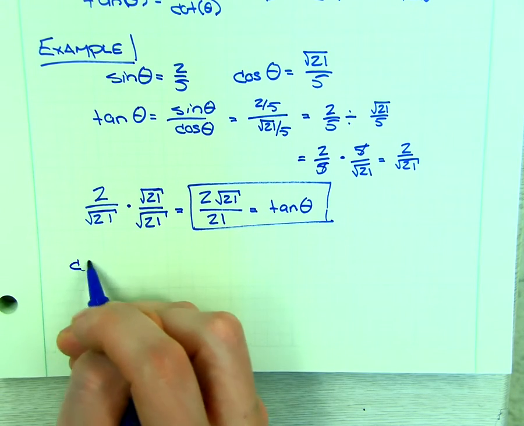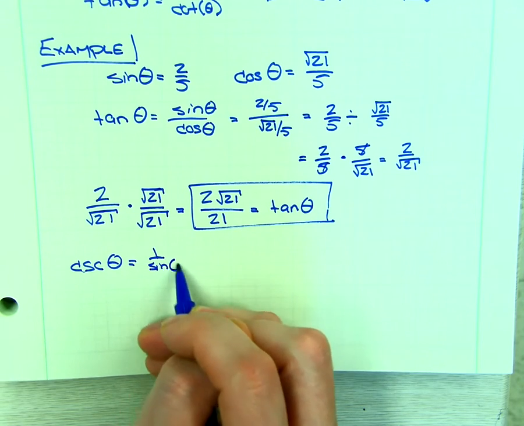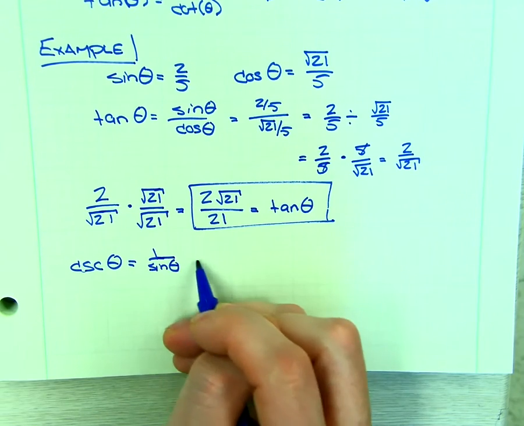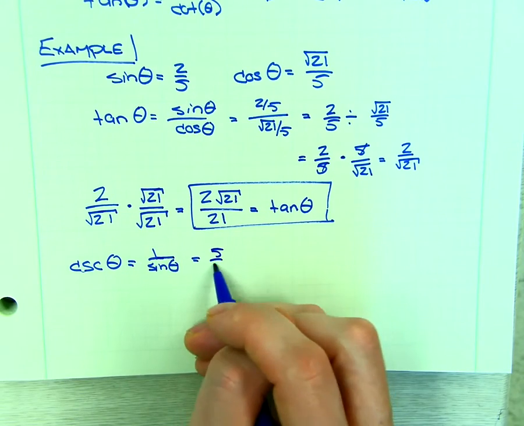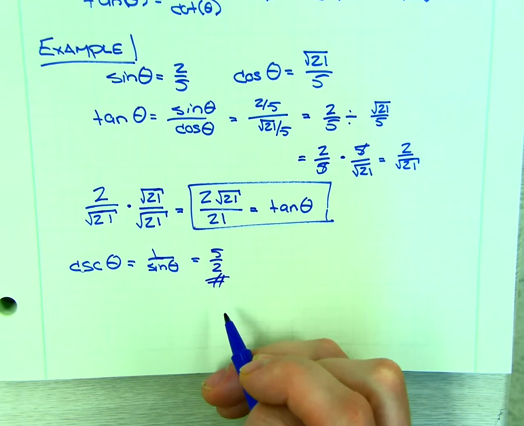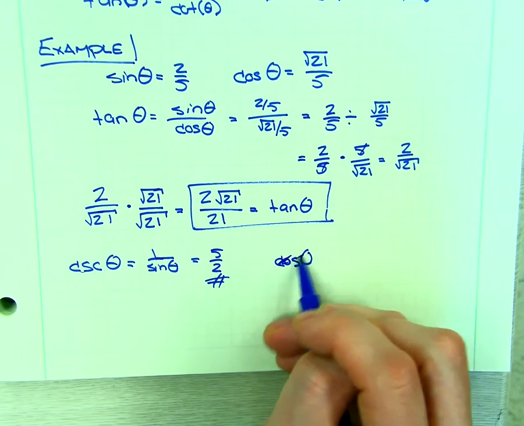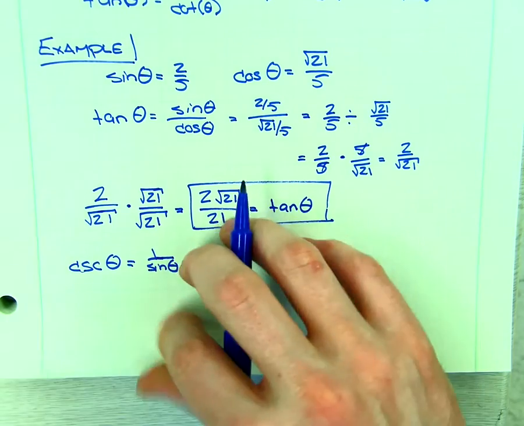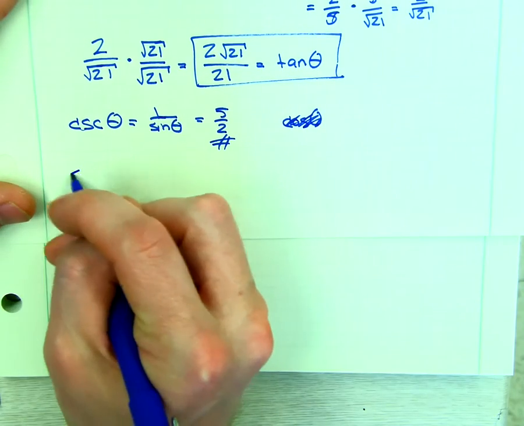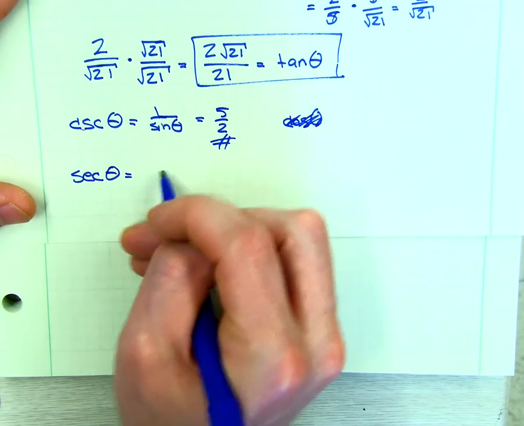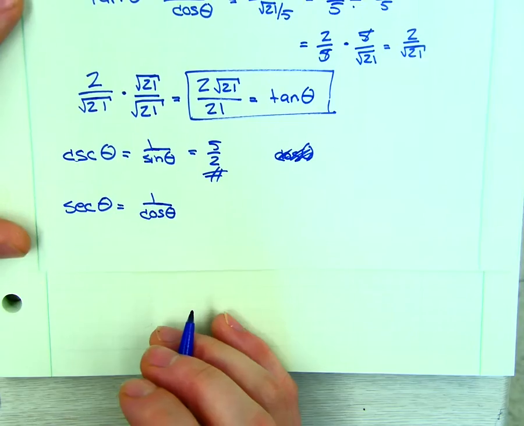Okay, so I know that the cosecant of theta is equal to 1 over the sine of theta, or the reciprocal of sine, which now my sine is 2/5. So that means my cosecant is going to be 5/2. Done. Got that one figured out. Now I need to find my secant and my cotangent. My secant of theta is equal to 1 over the cosine of theta, or the reciprocal of cosine. Easy enough.